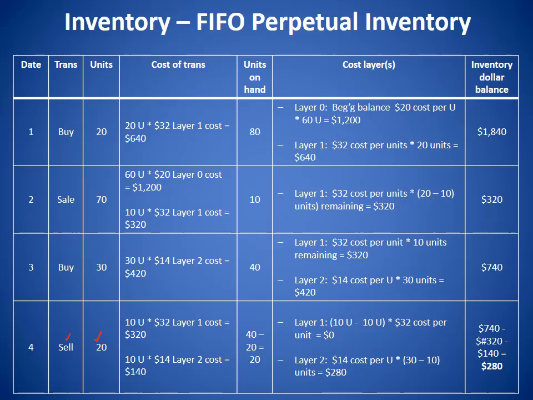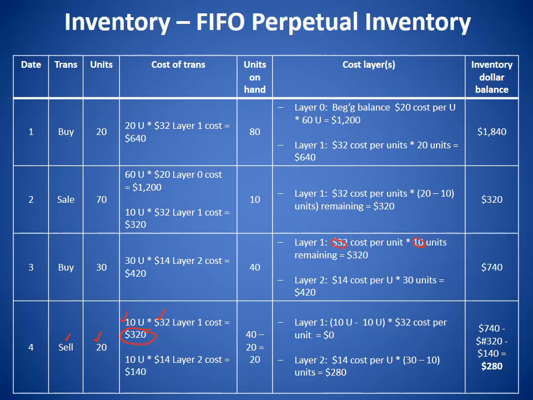Now we know we have 10 units left in layer 1. So what we're going to do is liquidate those remaining 10 units times the cost per unit in layer 1, which is $32. So layer 1 cost will be liquidated at $320.